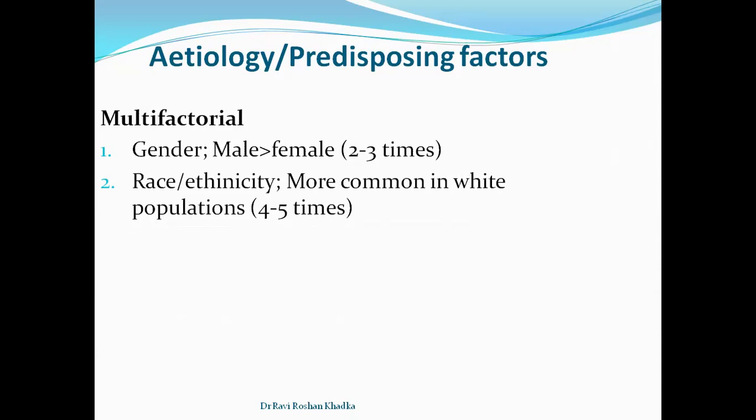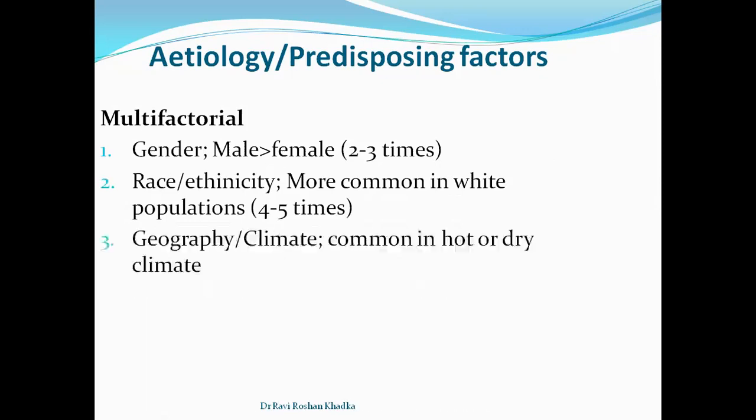This difference in race may be due to genetic makeup as well as the dietary habits that we have. The Western diet has a higher tendency of making stone due to more fatty, more protein diet, as well as diet making a person obese. That's why it's more common in the white population. Obviously, the geography of climate, the hot and dry climate, is more responsible for stone formation because it leads to dehydration, and dehydration leads to supersaturation of urine, which leads to stone formation.